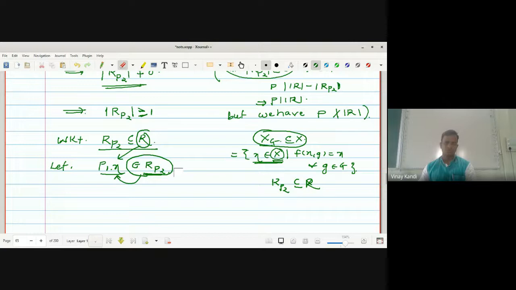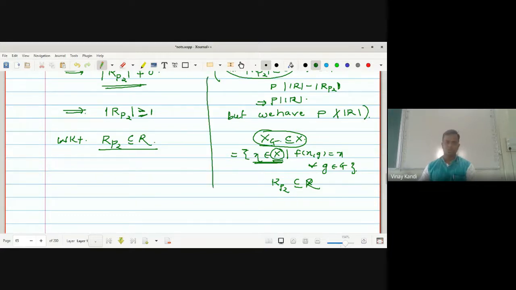Okay, so here this is not part of the group. Now this is P1X belongs to R. Sorry, suffix law. This is P1X belongs to RP2.